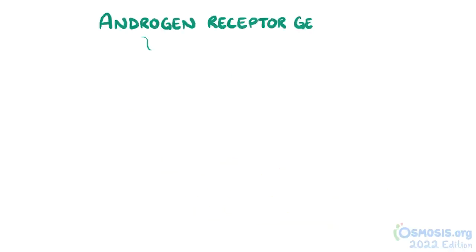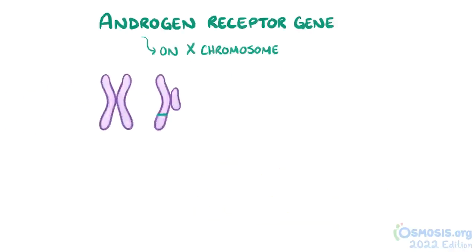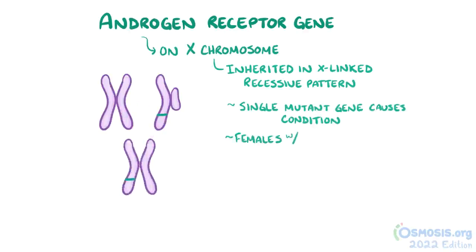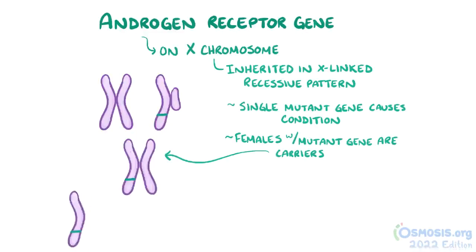The androgen receptor gene is on the X chromosome, and androgen insensitivity syndrome is inherited in an X-linked recessive pattern. So in males, a single mutant gene causes the condition, and they can pass on the mutant gene to their daughters. Females with a single mutant gene are carriers, and they can pass the mutation to both their sons and their daughters.